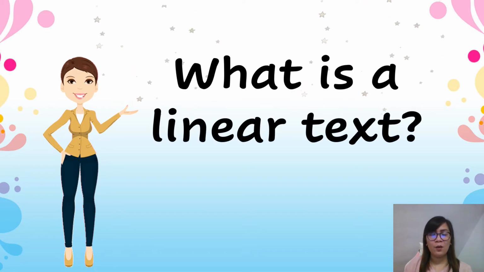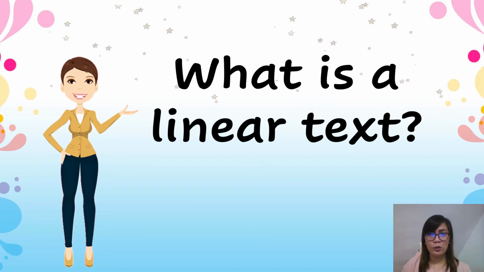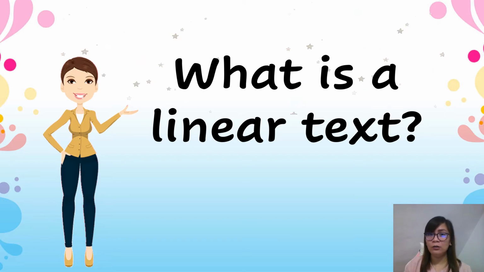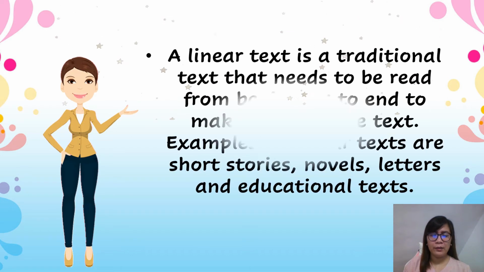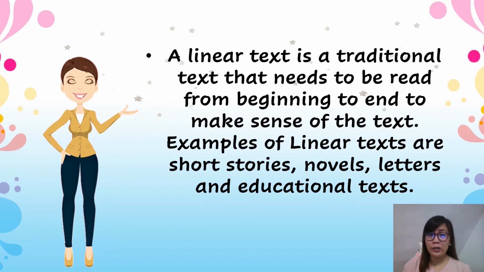Now, let us proceed to the lesson proper. What is a linear text? What word can you see or form in the word linear? Line. Very good. Now, let us find out why it is called a linear text. A linear text is a traditional text that needs to be read from beginning to end to make sense of the text. Examples of linear text are short stories, novels, letters, and educational texts.